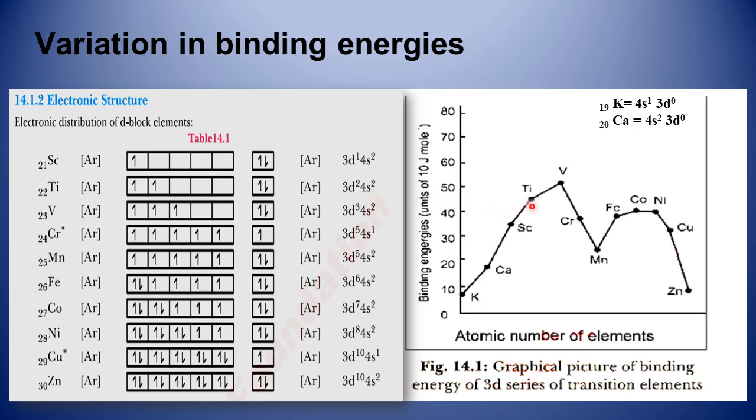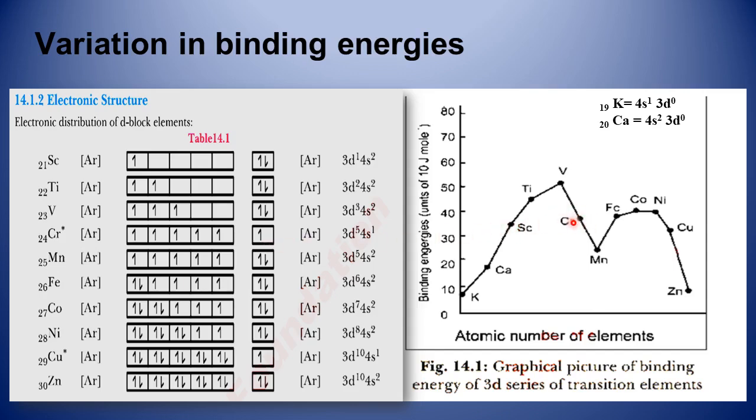Similarly, vanadium. But students, look at the binding energy of chromium, which is decreasing. Why is it decreasing? Because of the unusual electronic configuration. Due to the stability of 3d5 electronic configuration, it is not going to disturb its 3d electrons and only the 4s electrons are going to participate in the bond formation. That is why the binding energy of chromium is going to decrease.